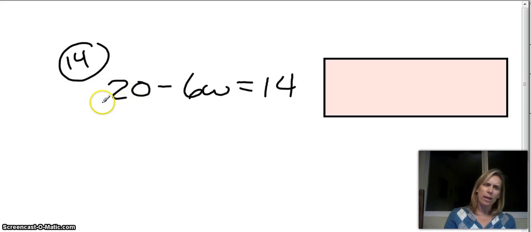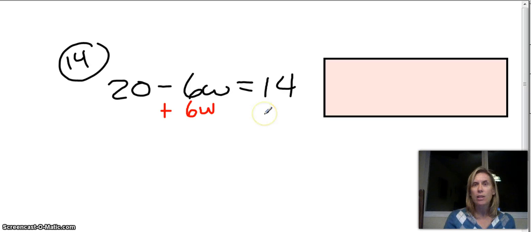But look, 20 plus 20 would not remove the 20 from the left side. So if you're going to add something here, you would be adding what is being subtracted, right? Which is 6w. Okay, so that's interesting. That reminds us of the addition property of equality from a couple of days ago. When we had a negative variable, we added it to both sides, didn't we?